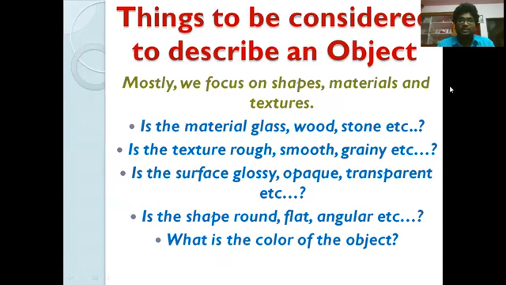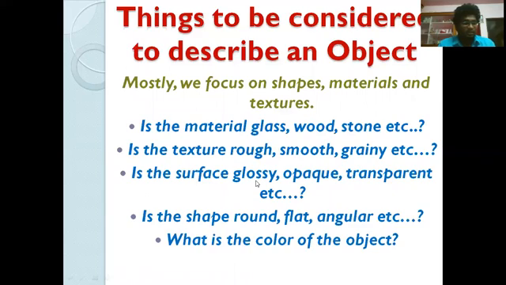Let's see what are the things to be considered when we are describing an object. Remember one thing, whenever we are describing an object, we focus mostly on shapes, materials, and textures. Only these things will be taken into account. For example, we talk about the material. What material have they used? Is it glass, wood, stone, etc.? This is the material we talk about. And second, we talk about the texture, whether it is rough, smooth, grainy, etc. And also we talk about the appearance of that.